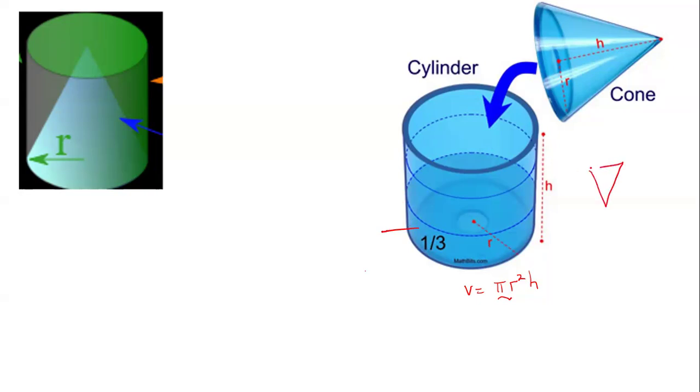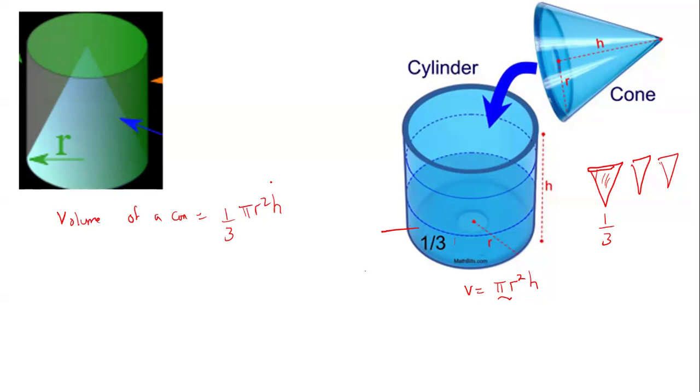In other words, when I get a cone with water and pour it inside the cylinder, I'll just get a third. So that means that to fill the cylinder, you need three cones. So the cone is just one third of the cylinder. So the volume of a cone is just a third of the total cylinder, which is pi r squared h. That is when it comes to a cone.